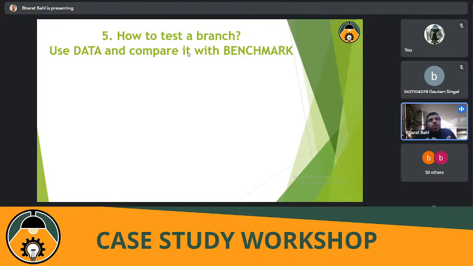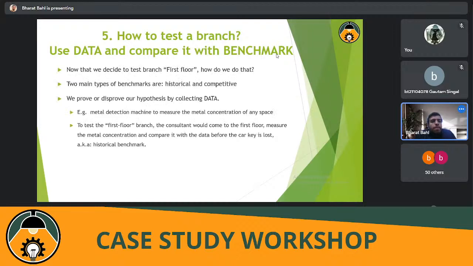Or if we say that we are falling short of revenues or growth as compared to our competitors, then what is the benchmark in that case? In that case, the benchmarking will be with respect to our competitors. So to test a branch, we are using data and we are further comparing it with the benchmarks. Yeah. So we can have either historical data or competitor data.